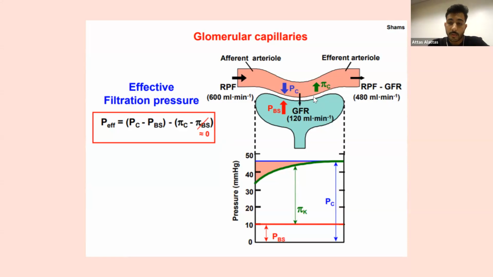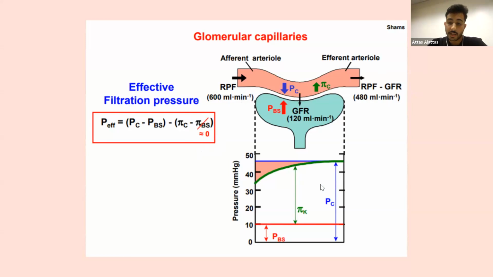Okay, so because we don't usually filter proteins. We said earlier that proteins are not allowed to be filtered because of the basement membrane and the podocytes. Because the podocytes and the basement membrane are intact, the proteins will not be filtered into the Bowman space. However, if the podocytes are diseased or injured, as in nephrotic disease, you would have an oncotic pressure in the Bowman space. Is that clear?